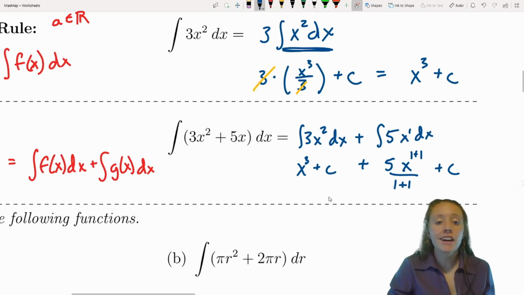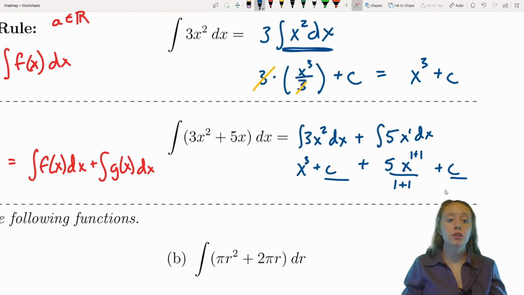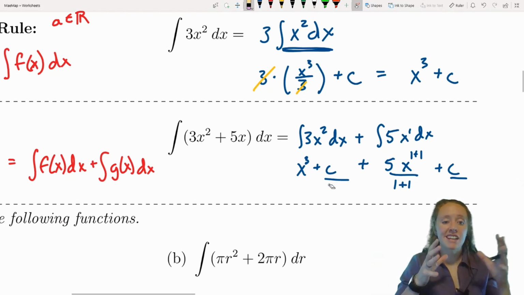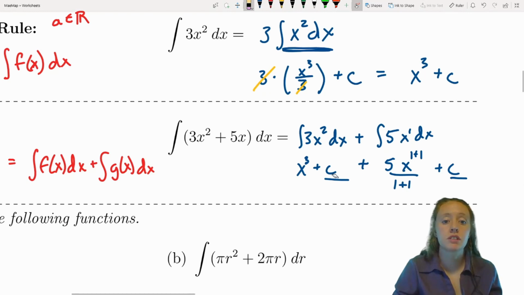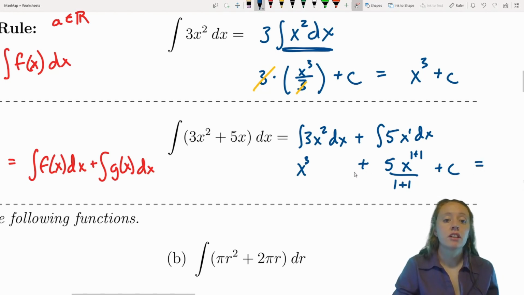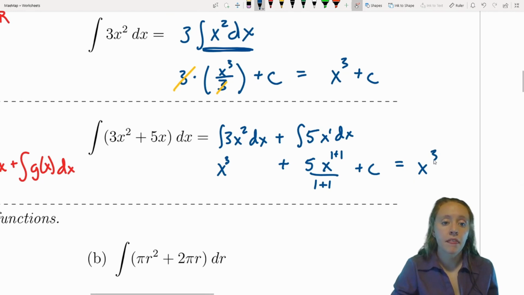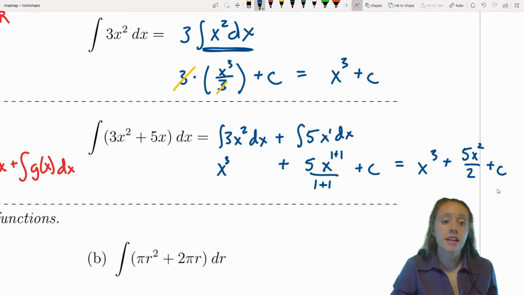However, because we have plus c and plus c, remember, it's just some arbitrary constant, so I don't need to take into account 2 different constants. I'll group them together as one individual c. So I'll go ahead and erase this one for now to leave me with just 1 plus c. Simplifying the rest of this down, I'll get x cubed plus 5x squared over 2 plus c.